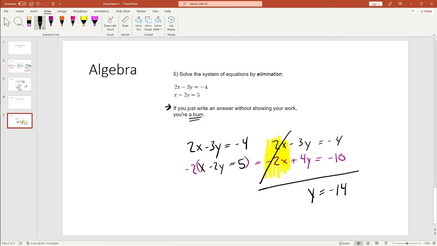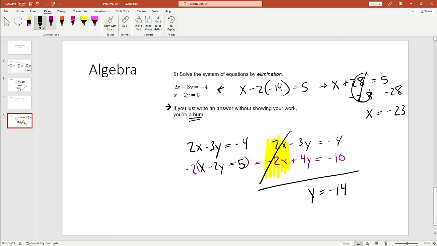So let's just see if I plug -14 into one of my expressions up here. It does not matter which one. Let's just start with the bottom one. x minus 2 times -14 equals 5, which is really x plus 28 equals 5. And if I subtract 28 from both sides of my equation, I'm left with -23. That seems weird. So altogether, my answer for this is -23, -14.